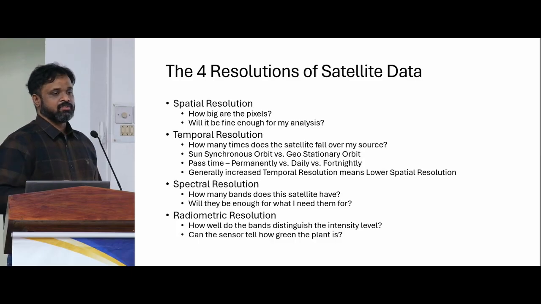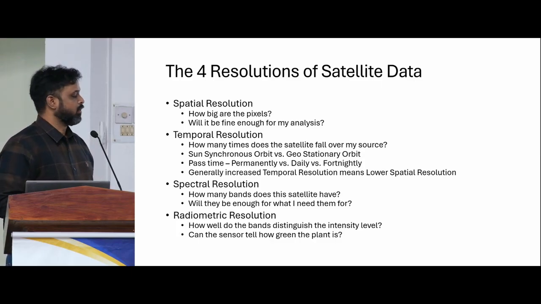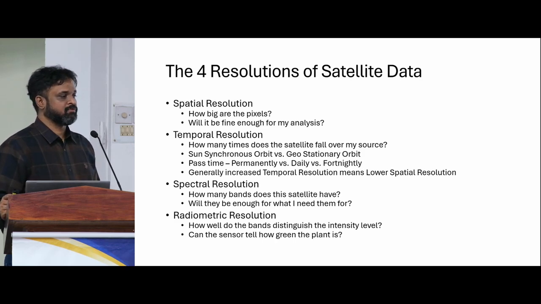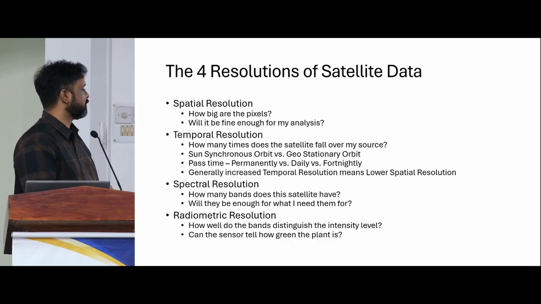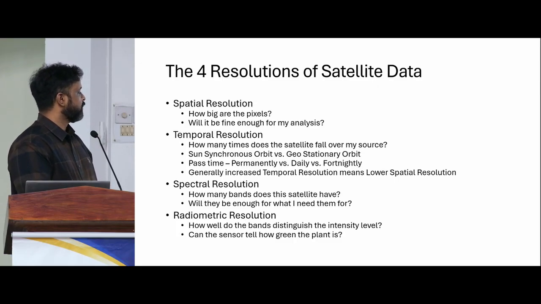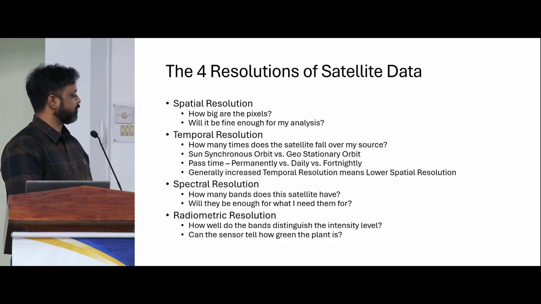Spectral resolution. Does this satellite have the bands I'm looking for? So if I get my information from Landsat 1 to 5, there's no thermal band on that. But my study is on temperature. So I can't use Landsat 1 to 5 for that because they're not calculating any temperature information from the information that can be got from there. And then, will they be enough for what I need it for?